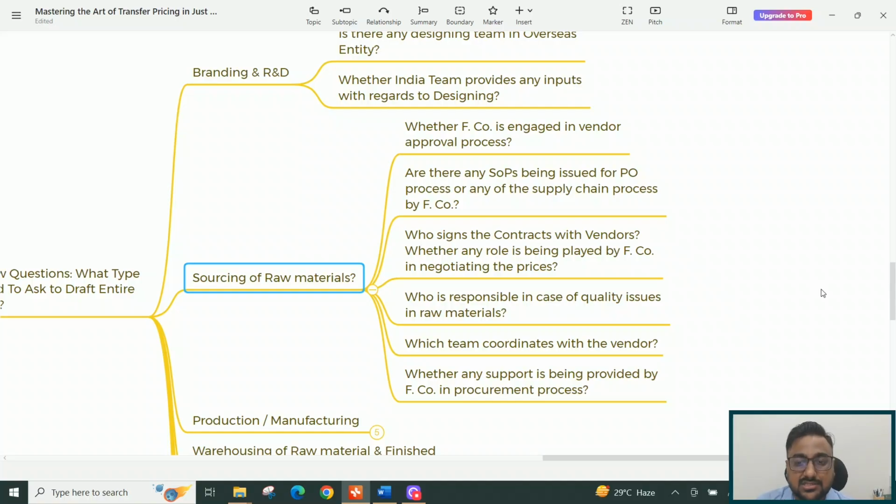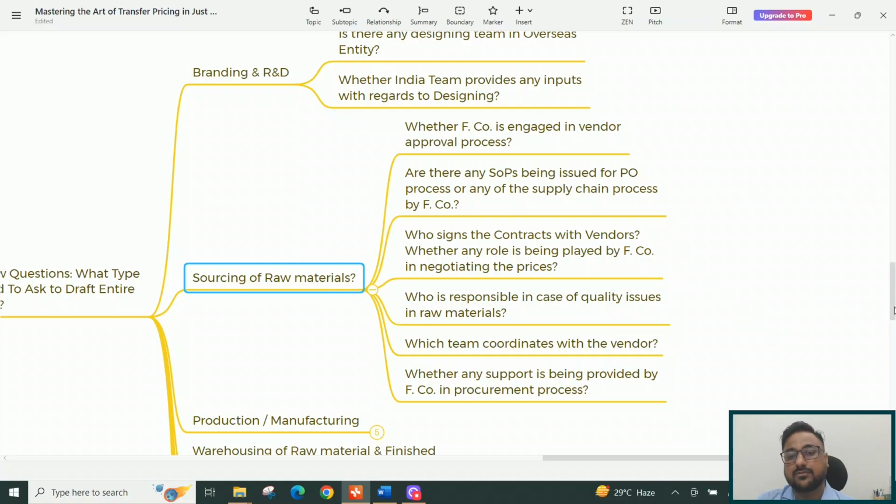Then who signs the contract with vendors, whether any role is being played by the foreign company in negotiating the prices, because pricing is an important factor for any transaction, right? So whether the foreign company's approval is required for the pricing process or not, correct? Who signs the contract with vendors? See, this is how you will be understanding the role of the foreign entity in the business of the India entity, correct? Then who is responsible in case of quality issues in raw material?